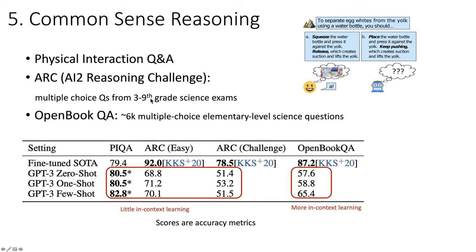And then other tasks in that category include grade science, third to ninth grade science exams, and elementary level science questions. So these are actual exams that people take. And again, you see varying amounts of in-context learning depending on the task. And here for the physical interaction one, GPT-3 is doing especially well, which is kind of amazing.